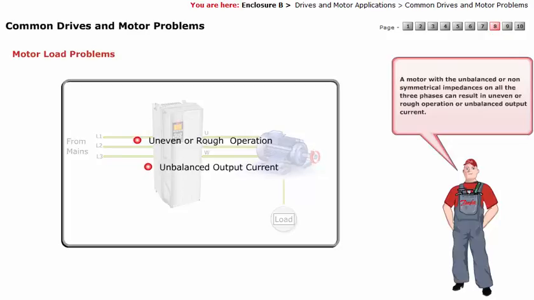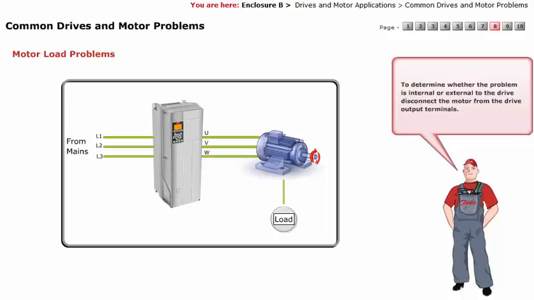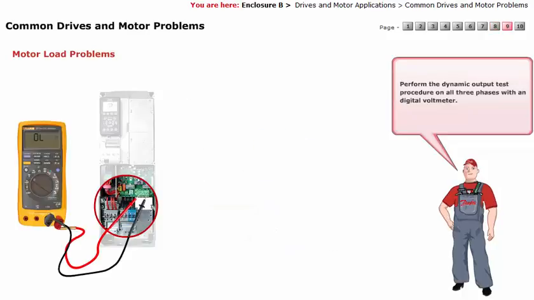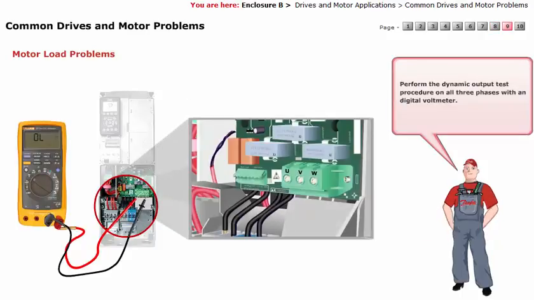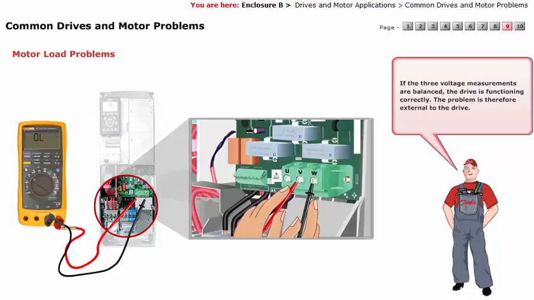or unbalanced output current. To determine whether the problem is internal or external to the drive, disconnect the motor from the drive output terminals. Perform the dynamic output test procedure on all 3 phases with a digital voltmeter. If the 3 voltage measurements are balanced, the drive is functioning correctly. The problem is therefore external to the drive.